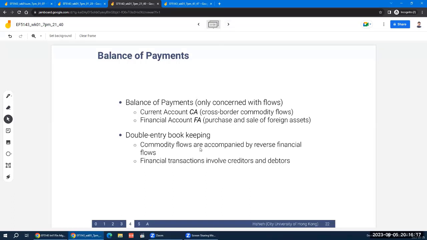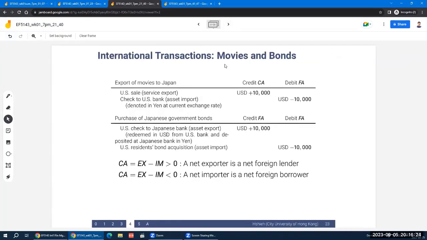Okay, so double entry bookkeeping. Commodity flows are accompanied by a reversal, as I said, and we use the debit and credit terminology just like we do in accounting. So let's go through an example of how we actually track commodity flows and financial asset transactions. I'll give you two tables here. Let's go over the first table.